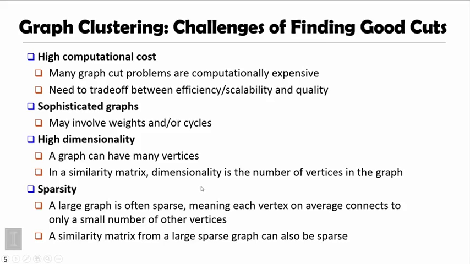Another issue is sparsity. A large graph is often very sparse, which means each vertex on average only connects to a very small number of other vertices. Think about a completely connected graph, where everybody connects to everybody else. In a large network, usually that's not the case. To that extent, a similarity matrix from a very large sparse graph can be a very sparse matrix. So we have to find efficient methods to solve all these problems or challenging issues.